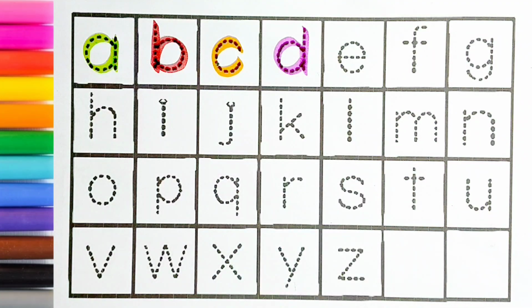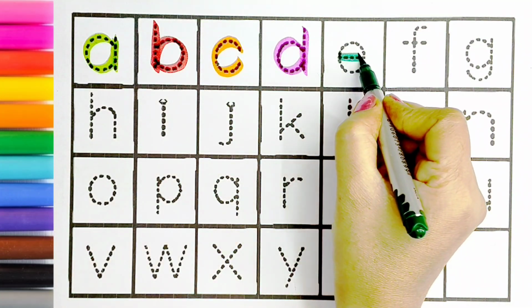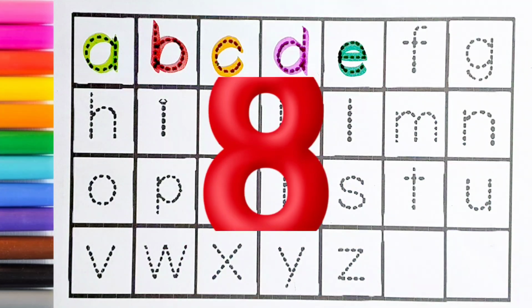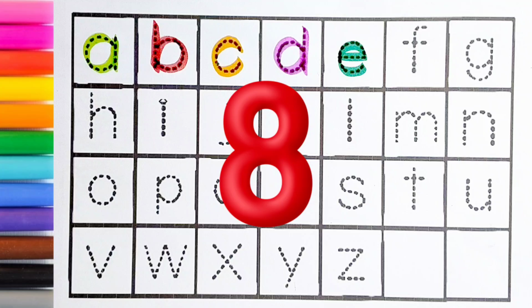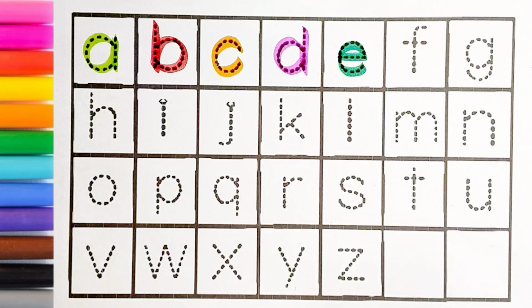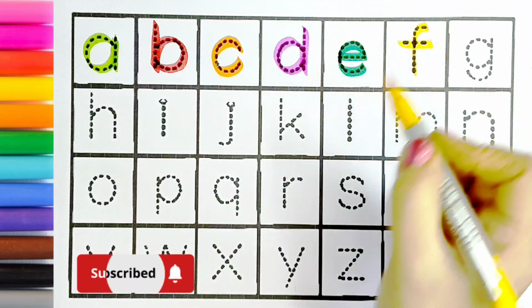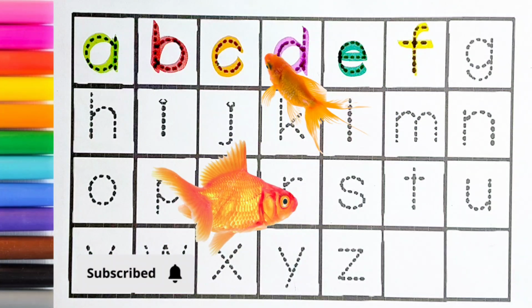Dark green color. E. E for eight. Yellow color. F. F for fish.